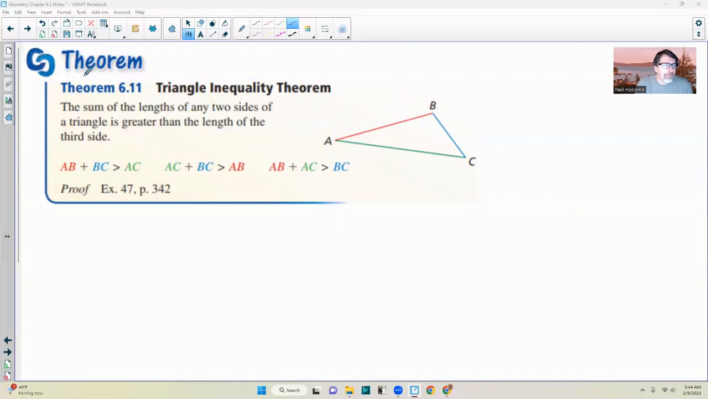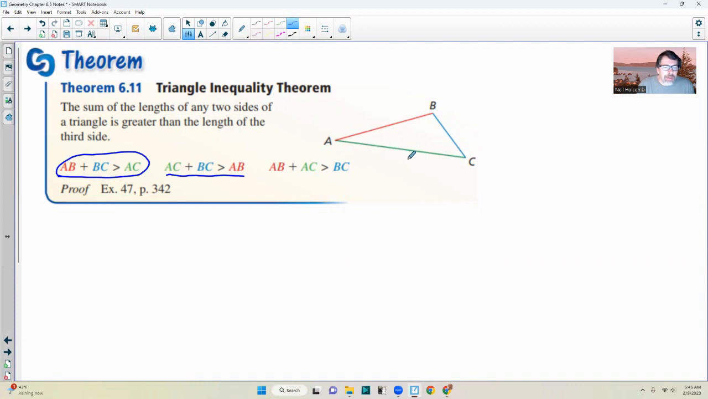All right, another theorem. Theorem 6.11, triangle inequality theorem. The sum of the lengths of any two sides of a triangle is greater than the length of the third side. So AB plus BC has to be longer than AC, and that's what they state right here. And if I take AC, the green side, plus BC, the blue one, those two have to add up to more than the third side, AB, and that's this one. And then finally, side AB plus side AC has to be greater than side BC.